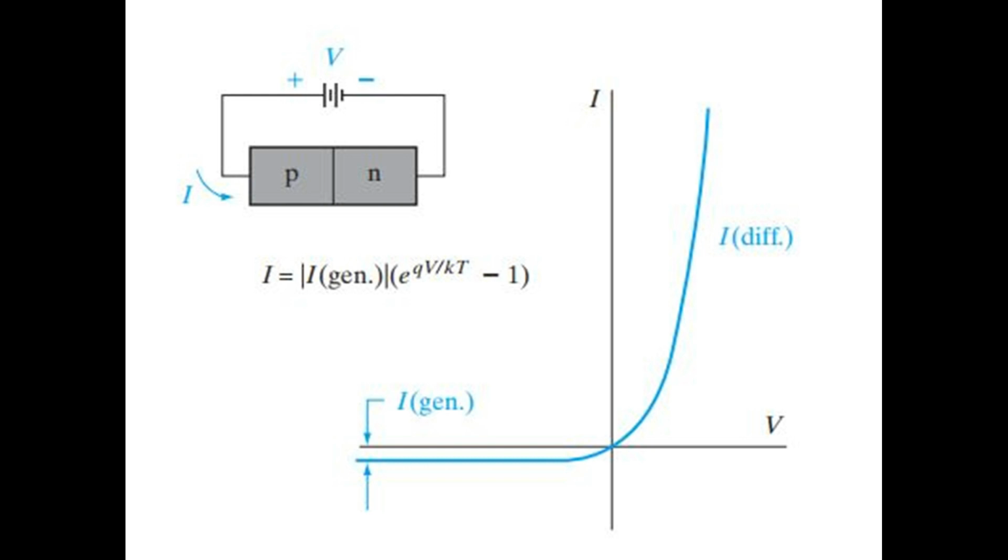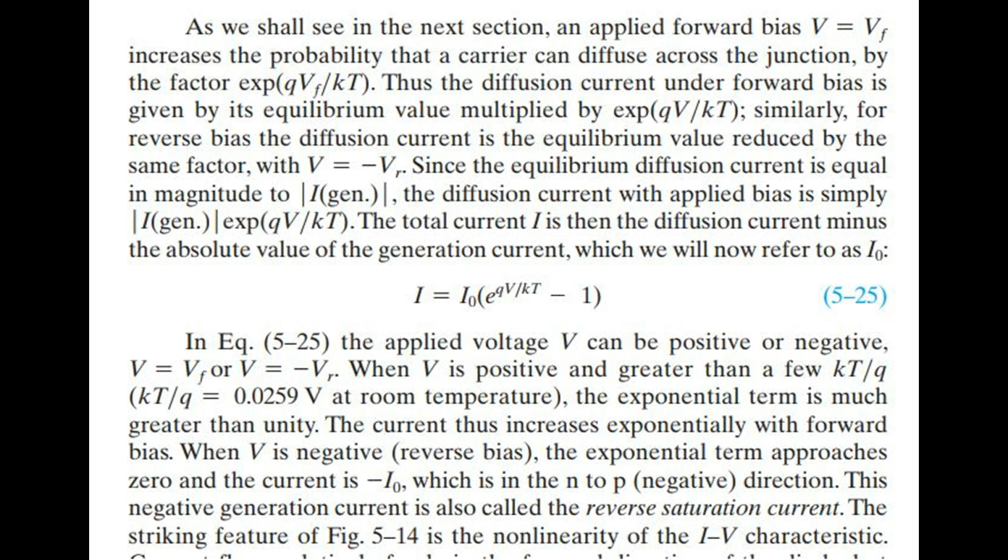Similarly, for reverse bias the diffusion current is the equilibrium value reduced by the same factor, with V equal to Vr. Since the equilibrium diffusion current is equal in magnitude to the generation current, the diffusion current with applied bias is simply the generation current times exp(qV/kT). The total current I is then the diffusion current minus the absolute value of the generation current, which we will now refer to as I0.